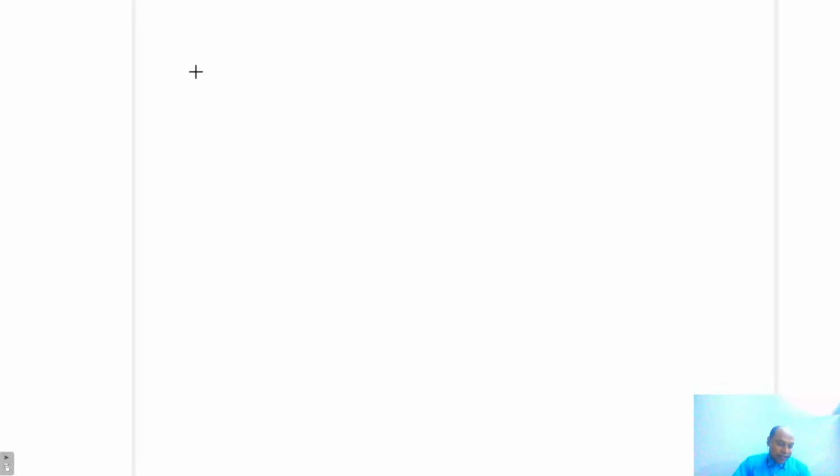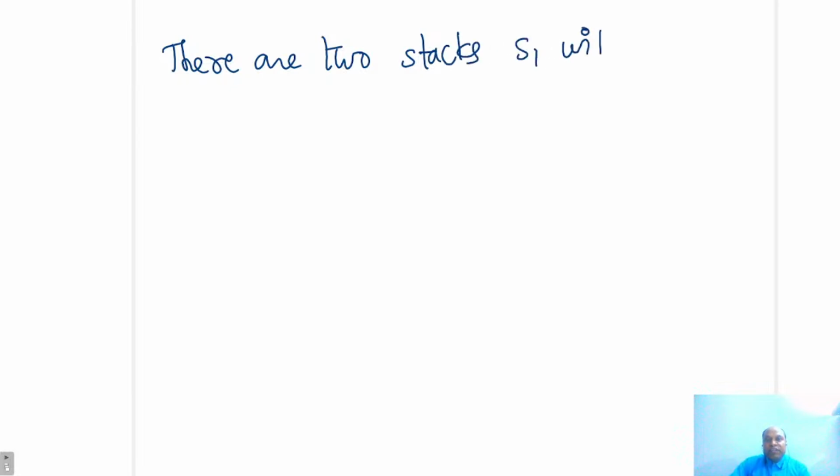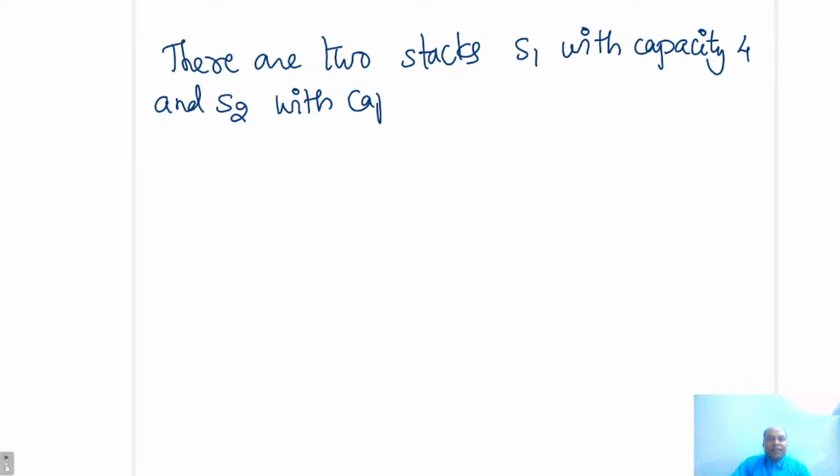Let's take that particular question from data structures. The question says that there are two stacks, let's say S1 with capacity 4 and S2 with capacity, let's say 2. Now the instructions are given to you to follow.